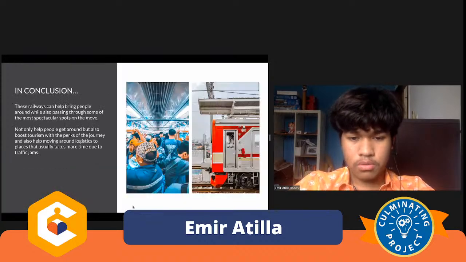In short conclusion from that, these railways can help bring people around while also passing through some of the most spectacular spots on the move. Not only help people get around, but also boost tourism with perks of the journey, and also help move logistics to places that usually take more time due to traffic jams and other things as well.